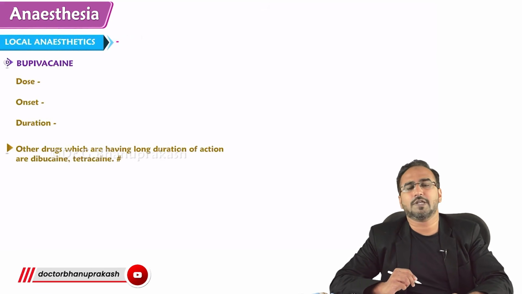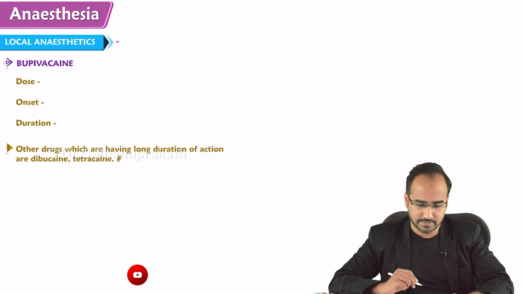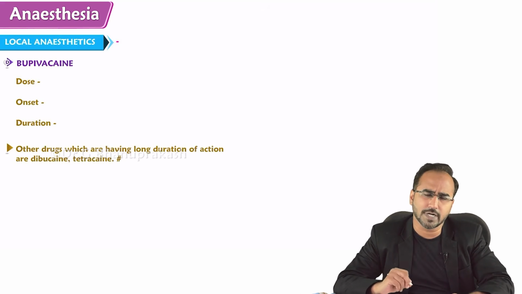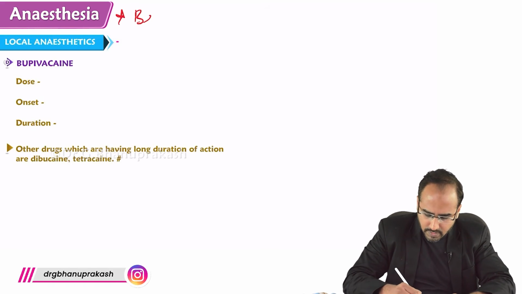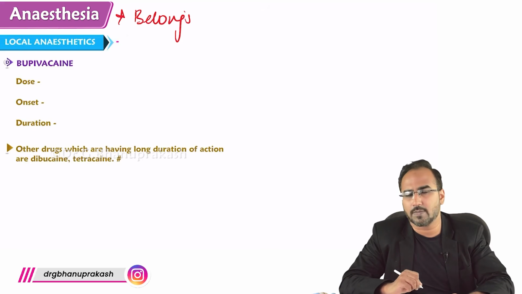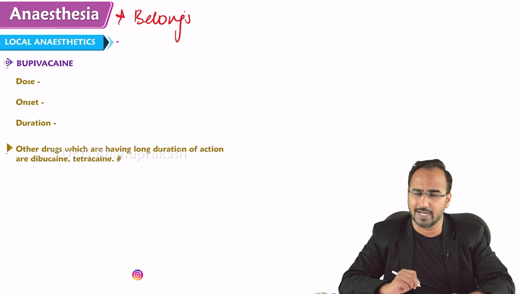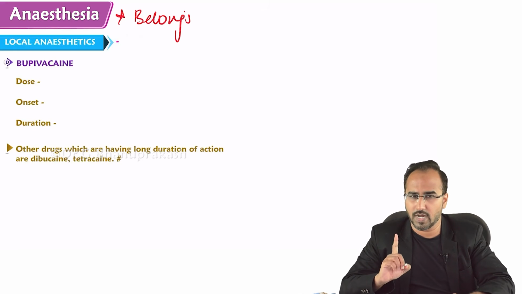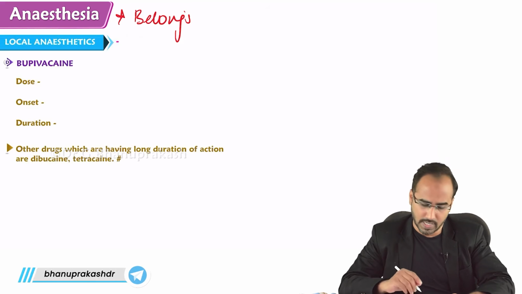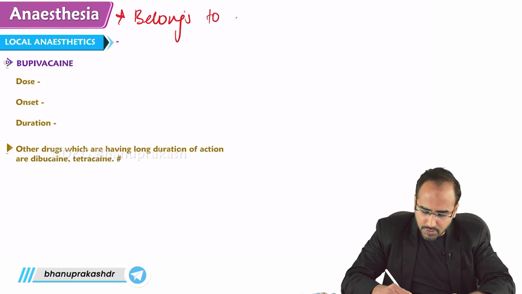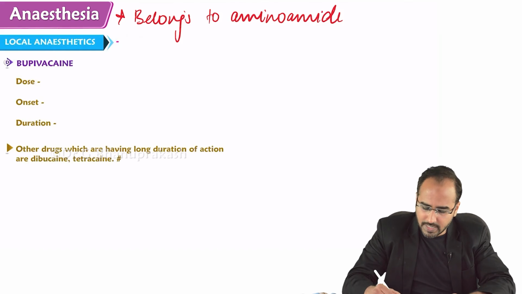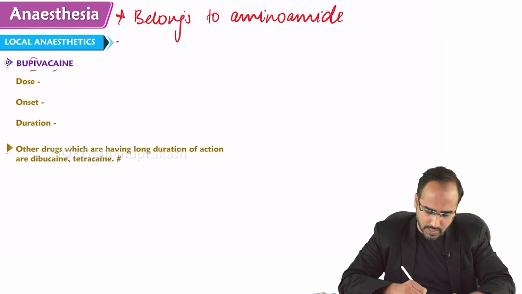Coming to the next local anesthetic, which is called Bupivacaine. Regarding Bupivacaine, 2 points you guys can tell me. First tell me, Bupivacaine belongs to what? Amino ester or amino amide. Till this time you should be perfect. What is an amino ester and what is an amino amide? Amino ester, 1 I. Amino amide, 2 I's. Bupivacaine belongs to amino amide category. Why? Because it's having 2 I's.